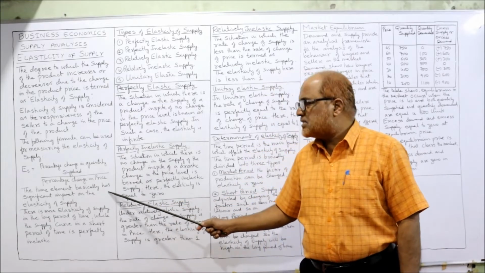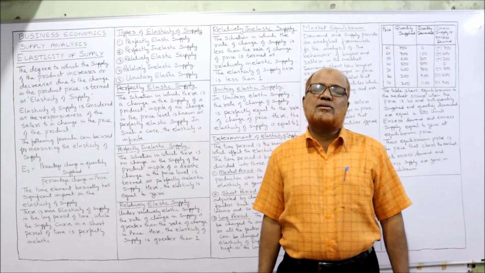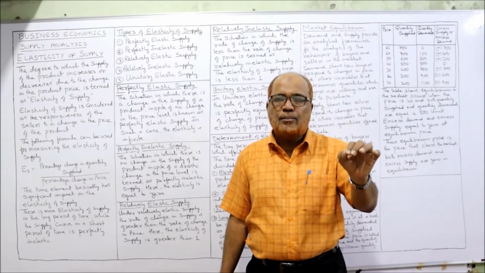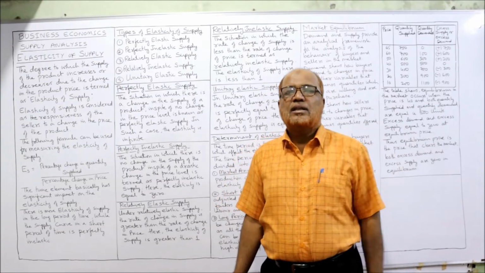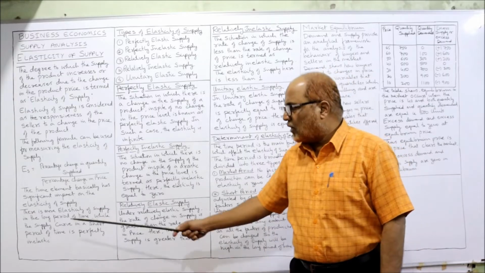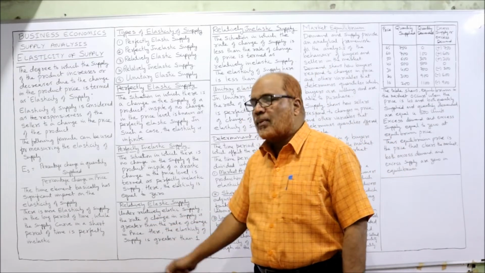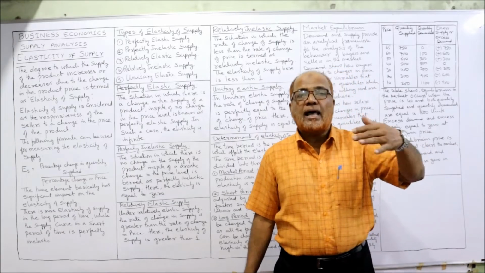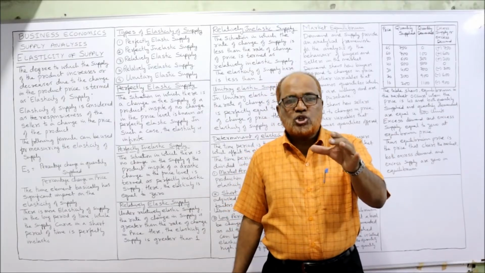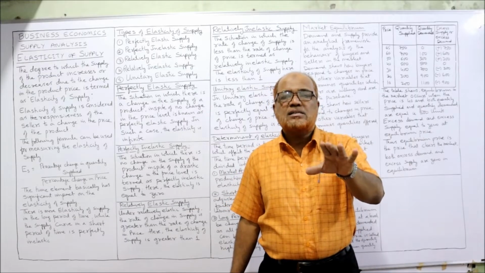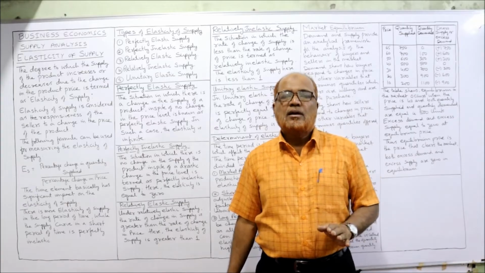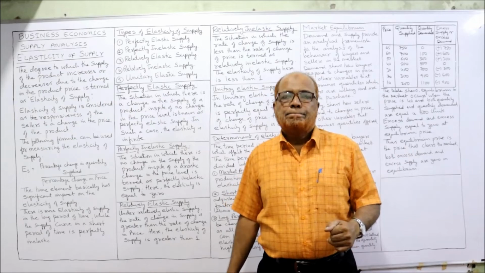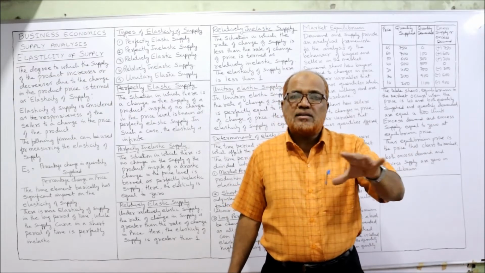The time element has a significant impact on the elasticity of supply. Mainly the time factor is very important in changing the elasticity of supply. Normally there is more elasticity of supply in the long period. During the short period of time, elasticity will be zero, that means no elasticity. The sellers cannot change the supply overnight. It will take some time to change the supply.